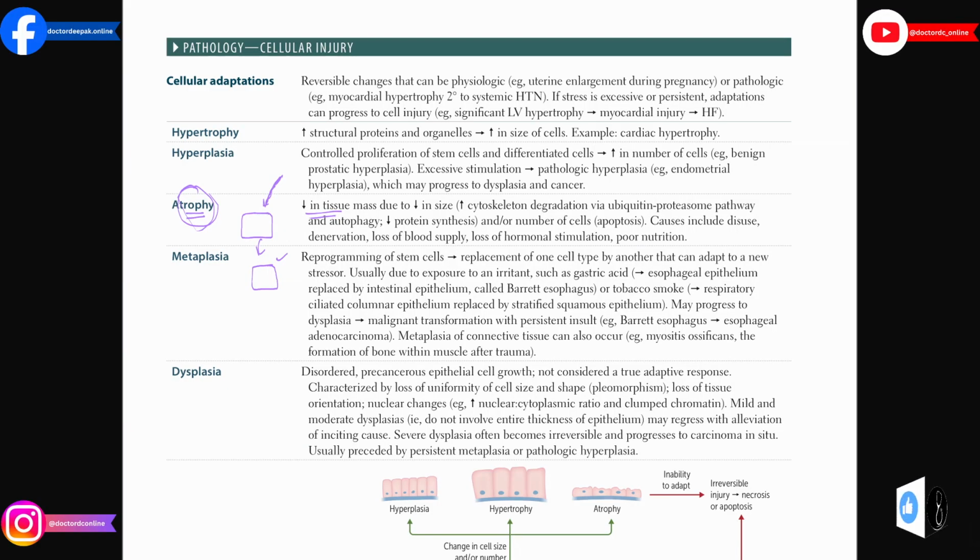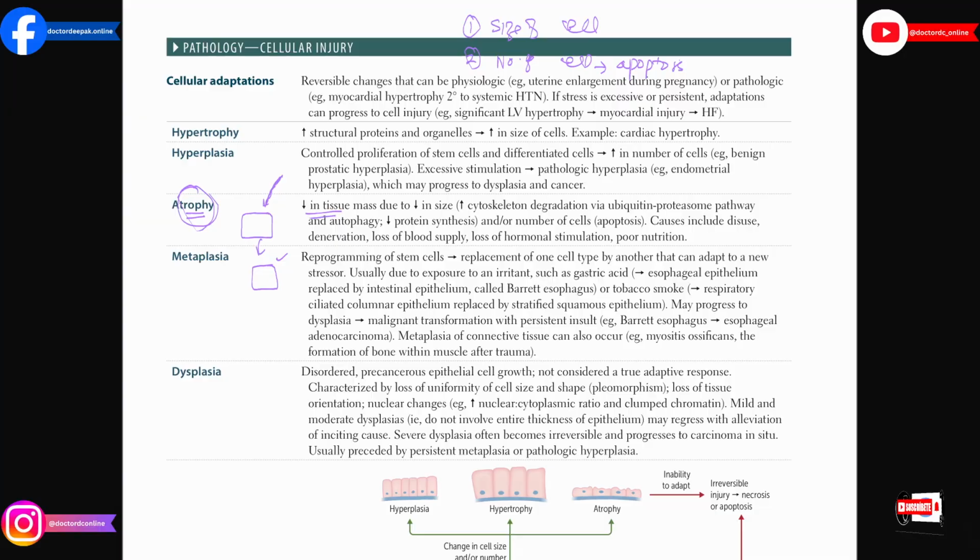First, you have to decrease the size of the cell. Second, you have to decrease the number of cells. They can ask you in the exam how the tissue mass is going to decrease. There are two mechanisms. The first mechanism is to decrease the size of the cell, and the size of the cell is decreased with the help of the ubiquitin proteasome degradation pathway. And the second thing, you have to decrease the number of cells. How is the number of cells decreased? They are going to be decreased by apoptosis. So please keep in mind these are the two mechanisms which together lead to a decrease in tissue mass.